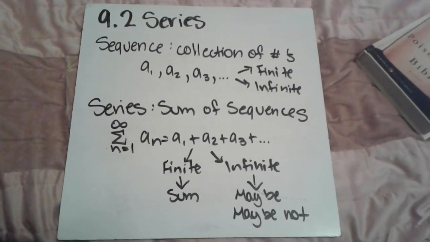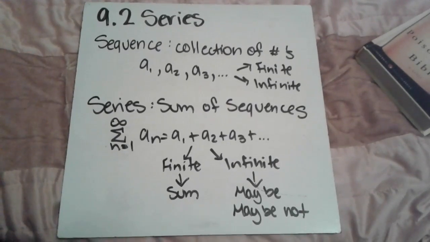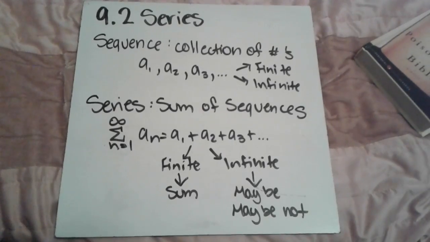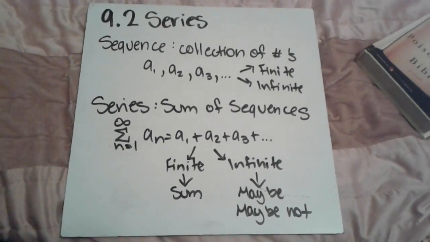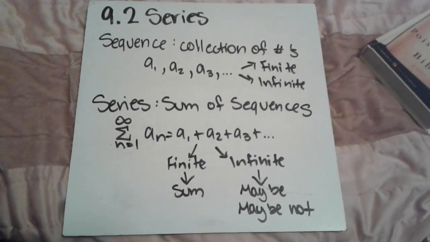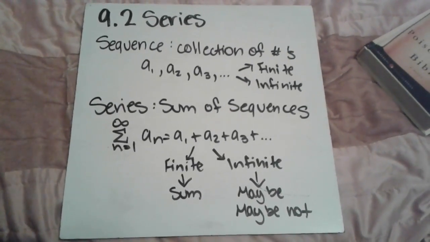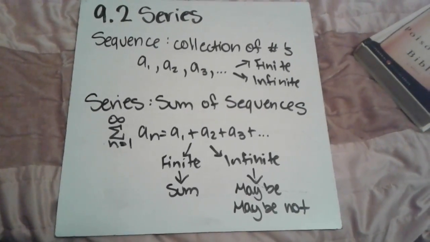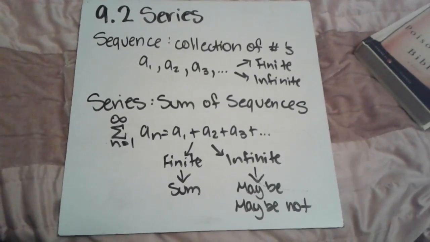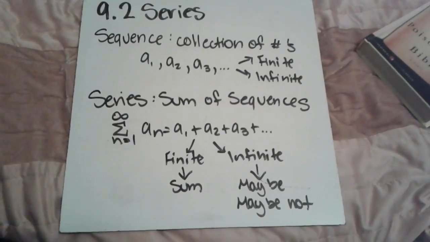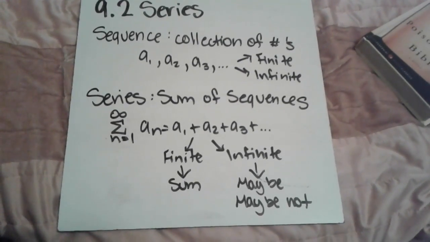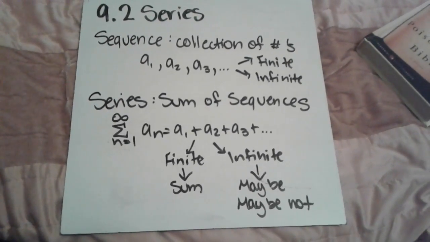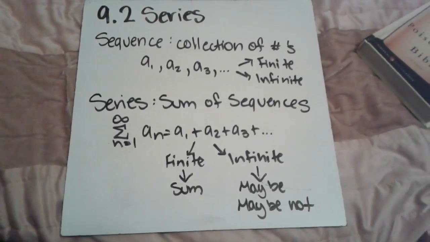The difference between a sequence and a series is that a sequence is a collection of numbers, for example, a of 1, comma, a of 2, comma, a of 3, and so on and so forth, which could be finite or infinite. A series, on the other hand, is a sum of a sequence. It could also be represented as the sum from n equals 1, which is the start, and the end would be infinity, of a of n.